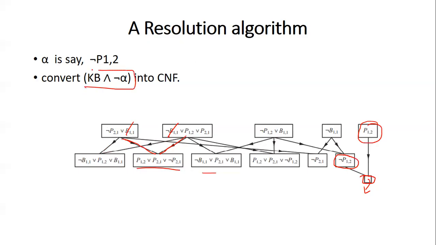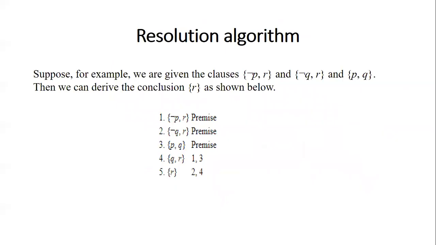When you try to prove something by resolution, it is actually a proof by contradiction. What is our contradiction? We have to prove that KB and not alpha is unsatisfiable. Now, as it ends with a null set, it becomes unsatisfiable. So that's the whole concept. Here are some more examples.